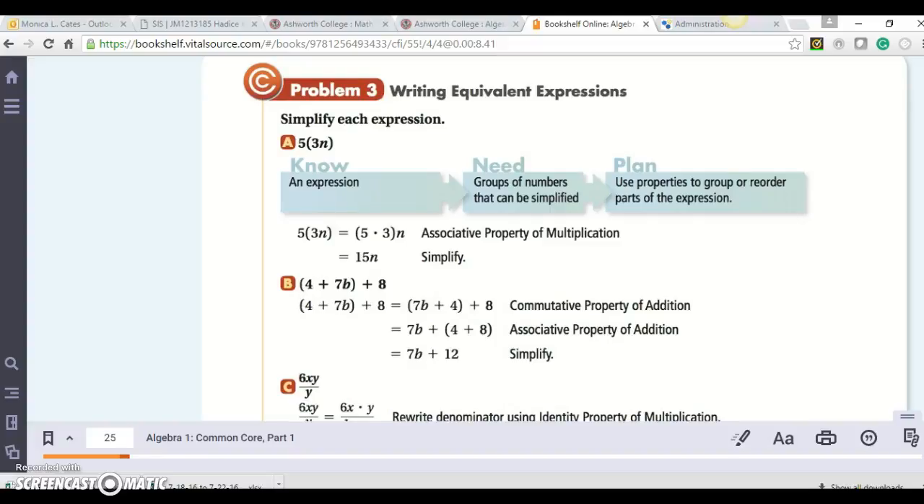Okay, we're still in lesson 1-4, properties of real numbers, and we're talking about writing equivalent expressions. So we're looking at problem 3. It says simplify each expression. So I have 5 times 3n.